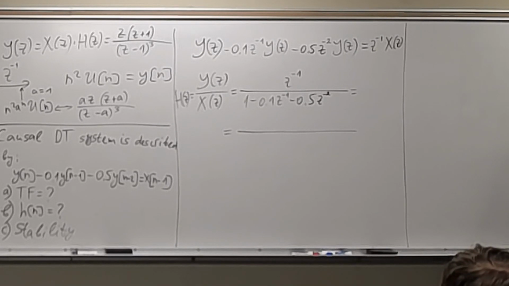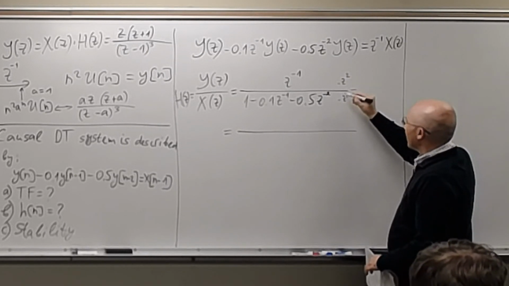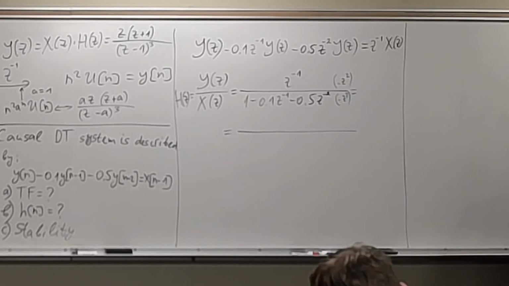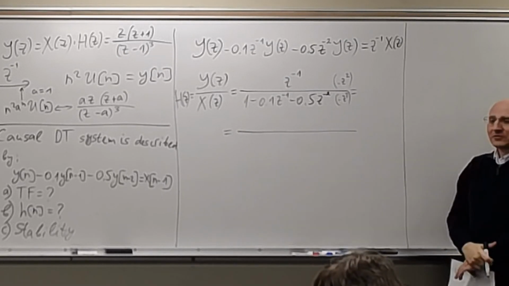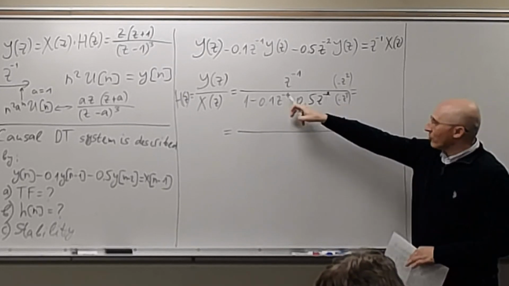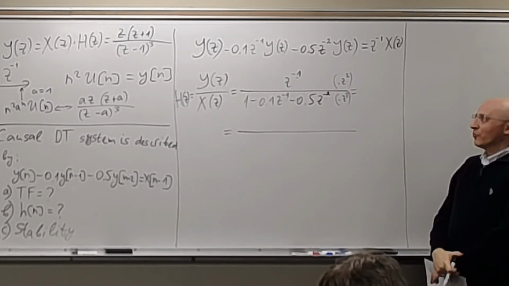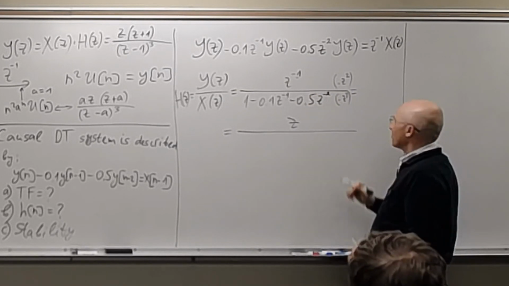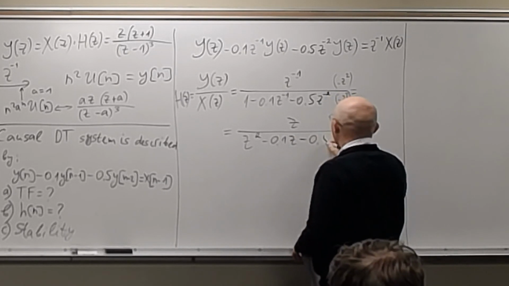You need to multiply numerator and denominator by z squared. You just multiply here by z squared and here by z squared. You're not supposed to flip anything or to change anything in the transfer function. This is a transfer function already. This is how it should be. Now you don't just want to get rid of that thing and of that thing and of that thing. So you just multiply by the biggest one, by z squared. So here you'll get z, because this one multiplied by z squared, and here z squared minus 0.1 z minus 0.5.